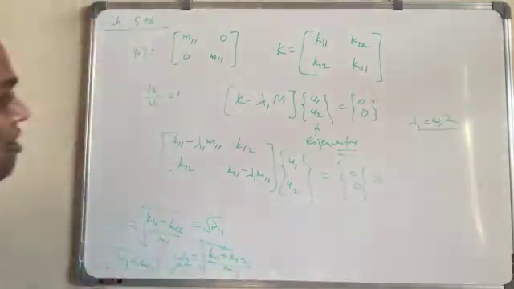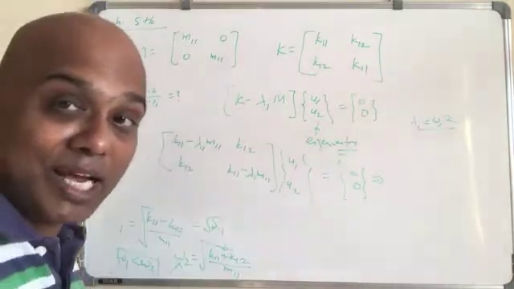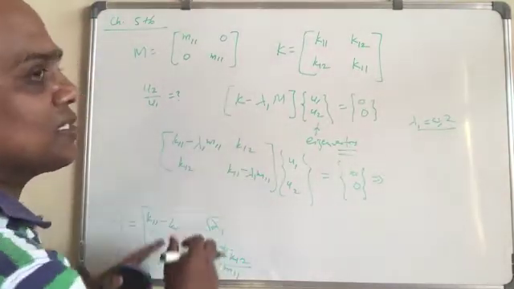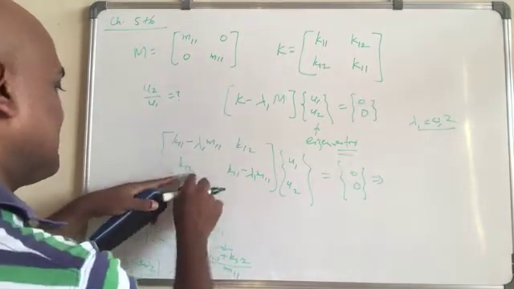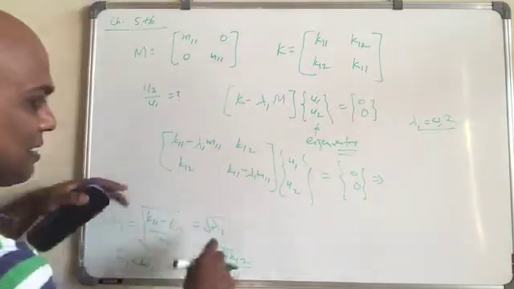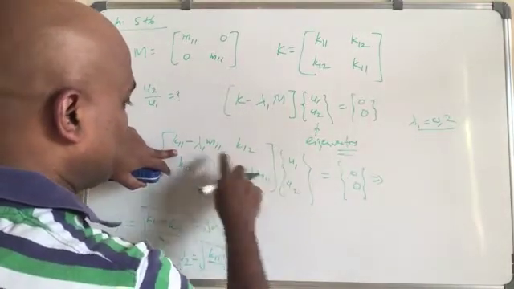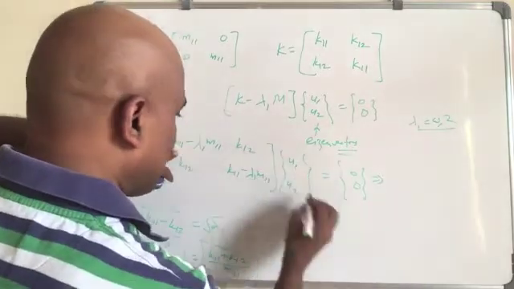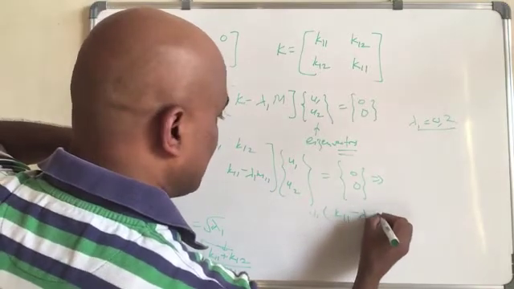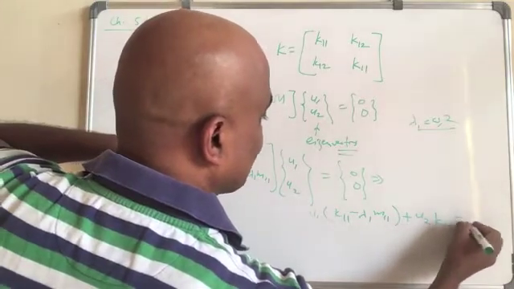right? So both equations will give you the same thing, as we discussed during the lecture also. I said both are dependent. That's why the determinant is 0, because both are dependent. This row will be a constant times this row, and because of that the determinant is 0, which is a necessary condition, right? Okay, so what you get from here? You get U1 times K11 minus lambda 1 M11 plus U2 times K12, that is equal to 0, right?